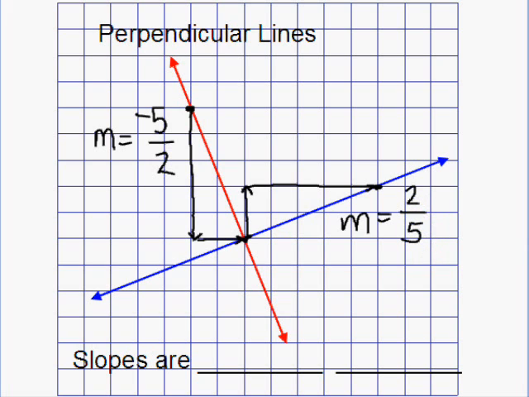Now 2 things are happening between the slopes. You'll notice that this one is negative and this one is positive. So first, the slopes must be opposites of each other. You'll also notice that the fractions themselves have the numerators and denominators switched around. We refer to fractions like this as being reciprocals. So the slopes of perpendicular lines must be opposite reciprocals of each other. We'll use that idea to help write equations of perpendicular lines.